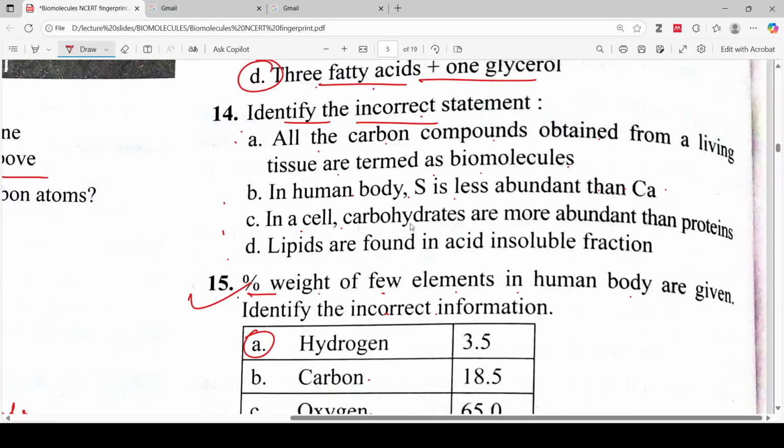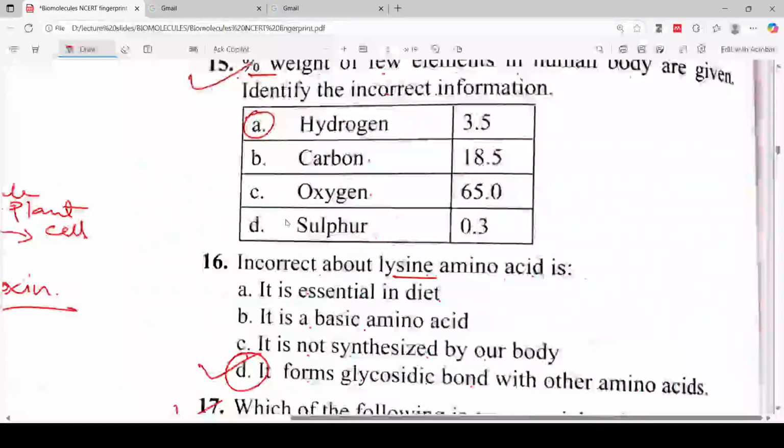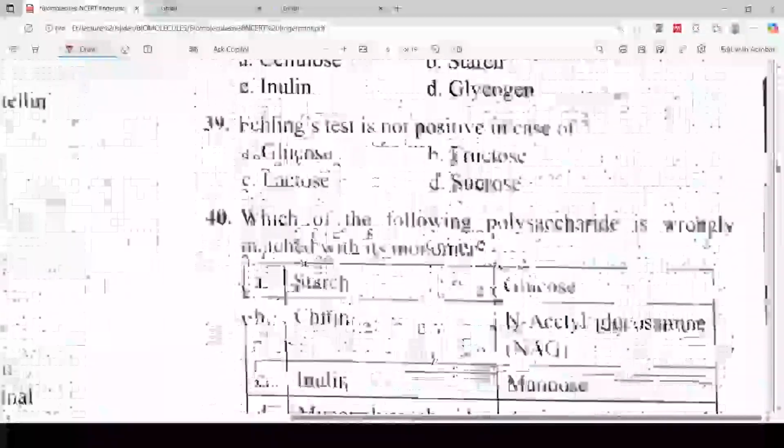In a cell, carbohydrates are more abundant than proteins, and D, lipids are found in the acid insoluble fraction. So you have to choose the incorrect statement. The incorrect statement is option C. C will be the correct answer. Next, let's move to the next question.